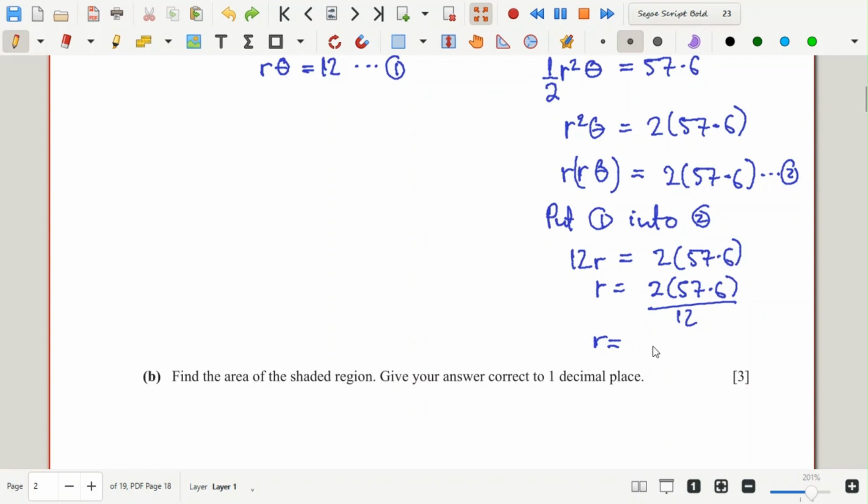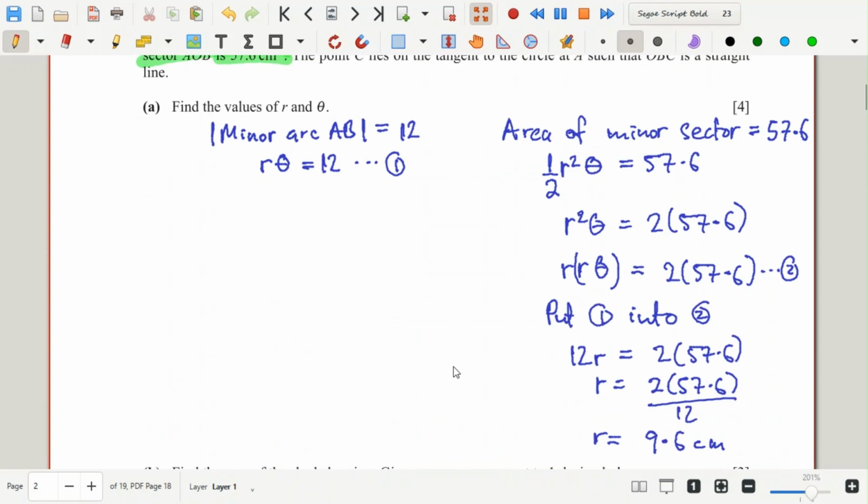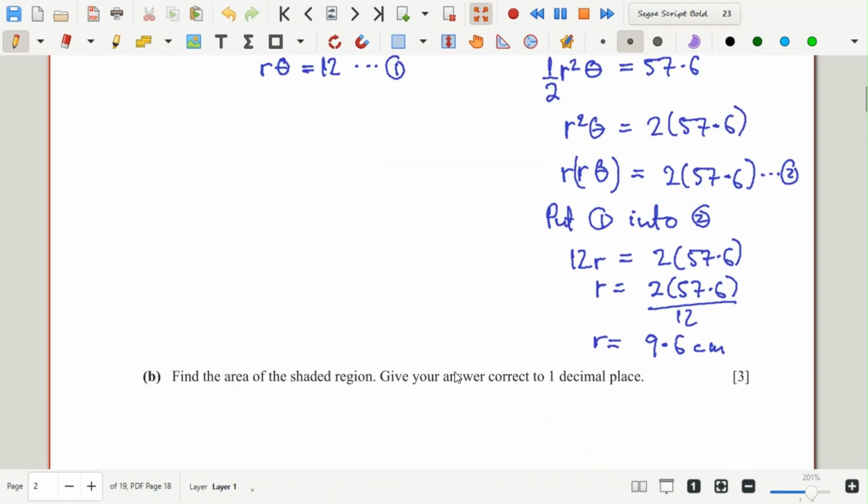Okay, so when you solve this with your calculator, you're going to get 9.6. So take your calculator and confirm whether you get 9.6. Yes, I'm getting 9.6 centimeters. Remember, they said all your lengths are in centimeters, and your angles are in radians. So you have found the value of r.